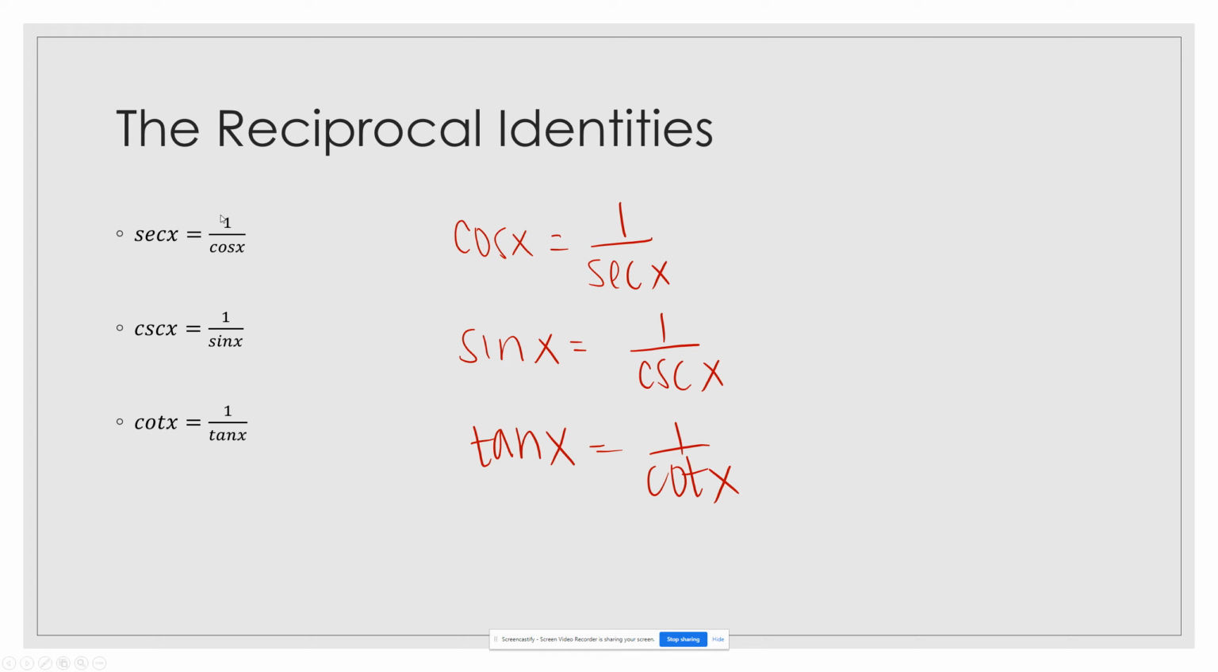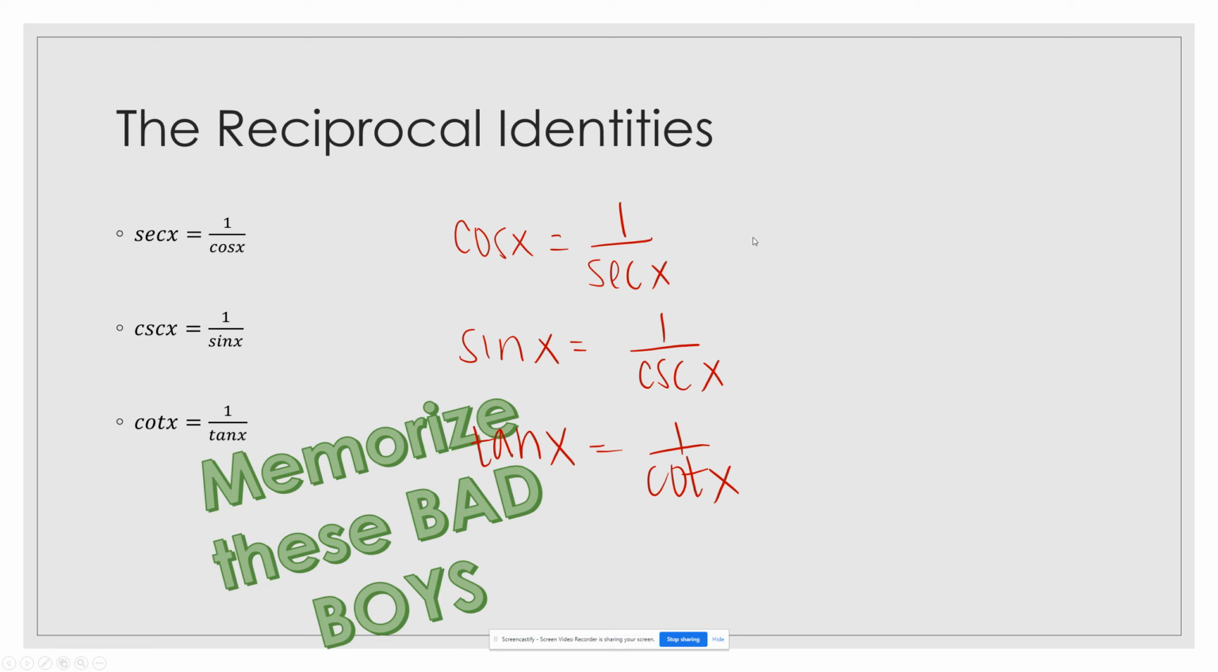What this does is it allows us to start transforming equations into things that are a little bit prettier. We like things in terms of sine and cosine. We're familiar with sine and cosine. We know how to graph sine and cosine. We know their behavior. We like them. And so now if we have something in an equation that's secant, we can rewrite that in terms of cosine. It makes our life a little bit easier. You're going to want to memorize these.